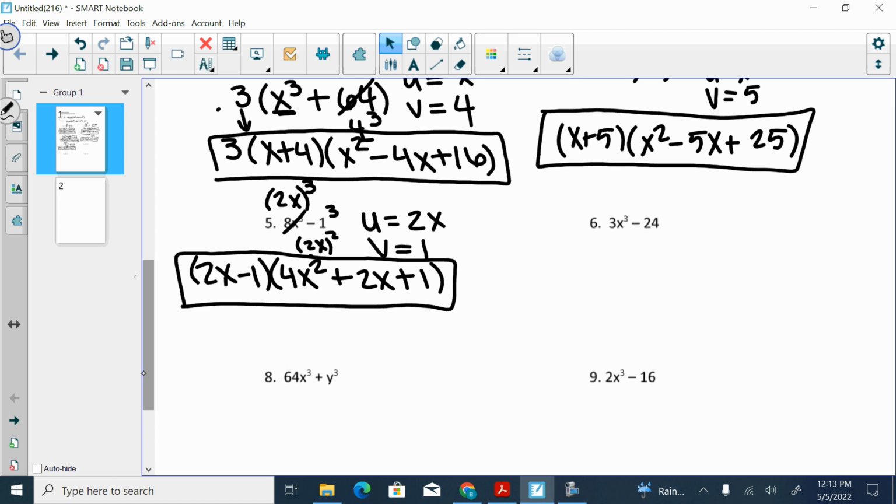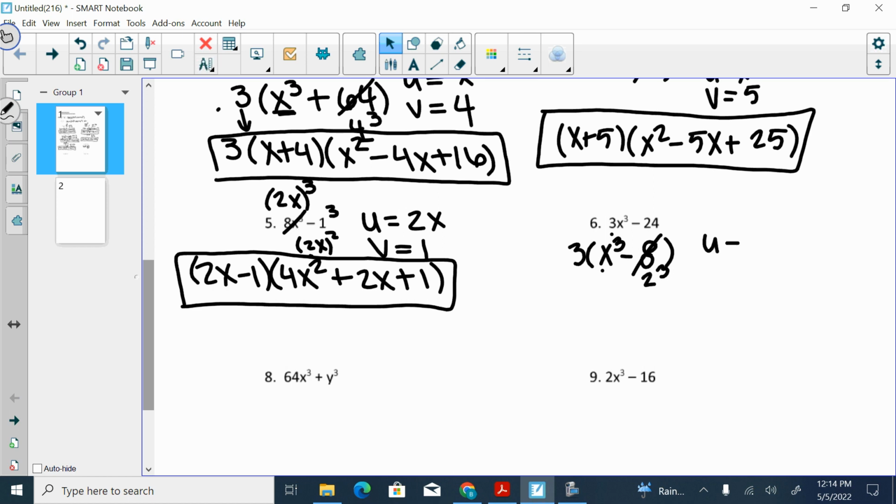Alright, on number 6, we can see the 3 is not being raised to the third, but 3 doesn't have a cube root. Okay? So what should we probably be looking for here? A GCF. Do we have one? Yes. Okay, so if I take out 3, what are we going to be left with? X to the third, minus. Very good. Okay, so now my x is good. What can I fix the 8 into? 2 cubed. Turn this into 2 cubed.